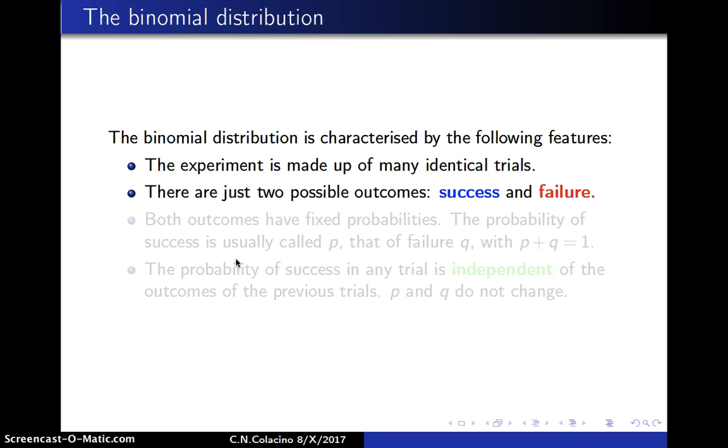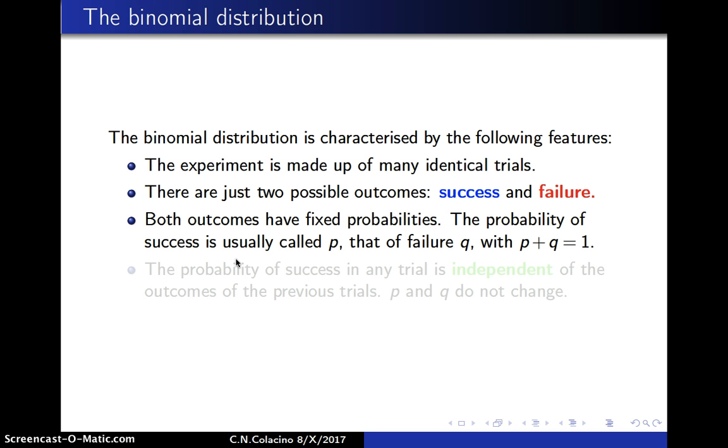Or I can roll a die, and if I'm interested only in sixes, sixes will be my success and all the other numbers will be my failure. Both outcomes have fixed probabilities. The probability of success is usually called p, that of failure q, with obviously p plus q equal to 1. If I toss a coin, then the probability of head is obviously 1/2, 0.5.